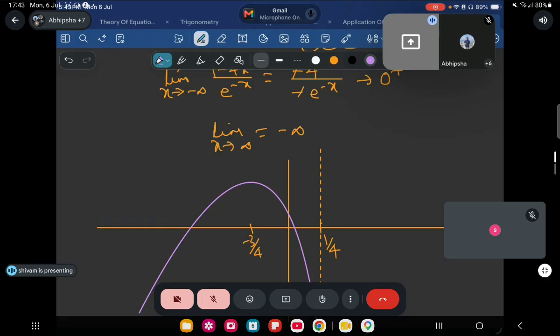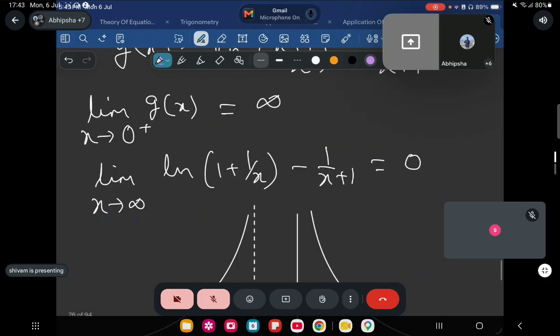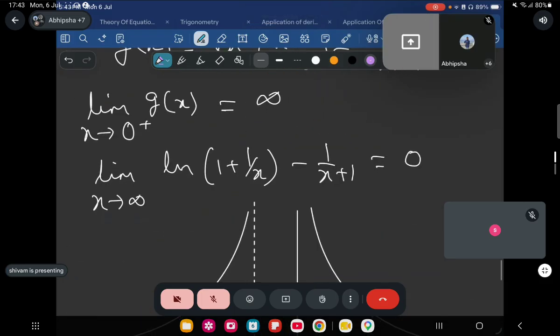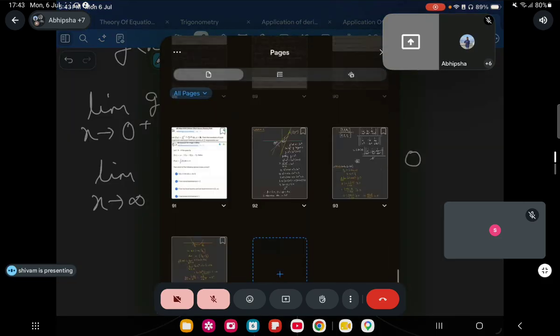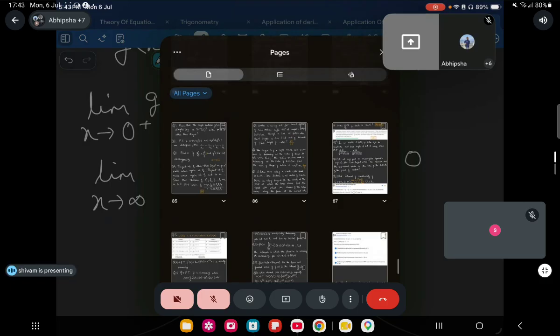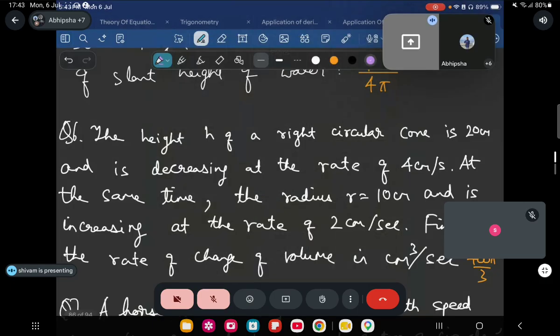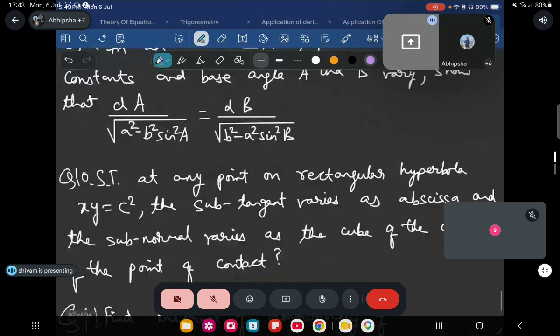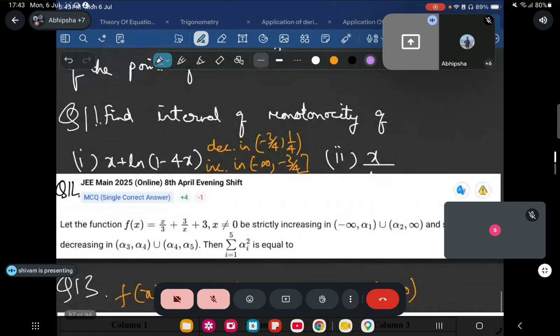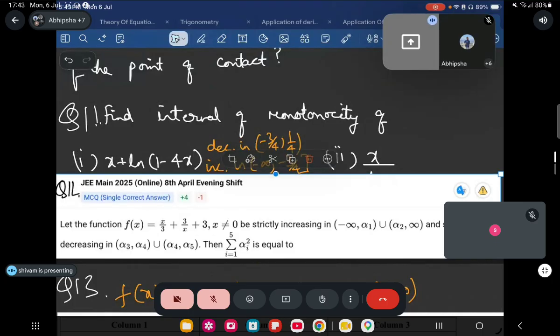Okay, so everyone, let us continue. So I've drawn the graph of that function. Everyone understood how I've drawn the graph? Tell me. Sarthak, did you understand?